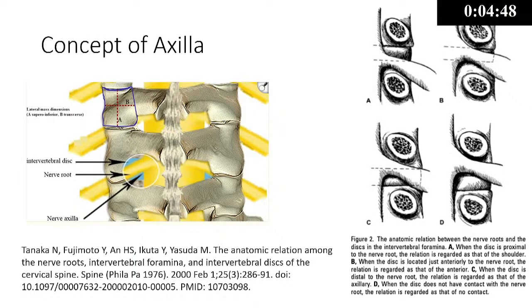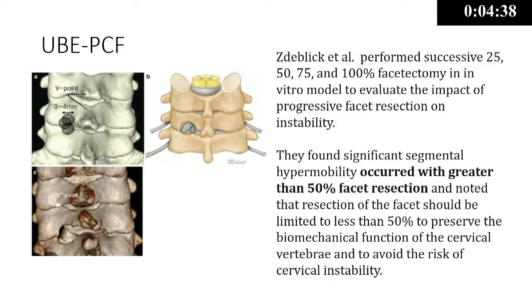So this is a classification given by Tanaka, in which there is a relationship between the pedicle, the disc, and the nerve root. The disc can be proximal to the nerve root, or located anteriorly to the nerve root, and the most common type which we see is below the nerve root, and it is free from the nerve root.